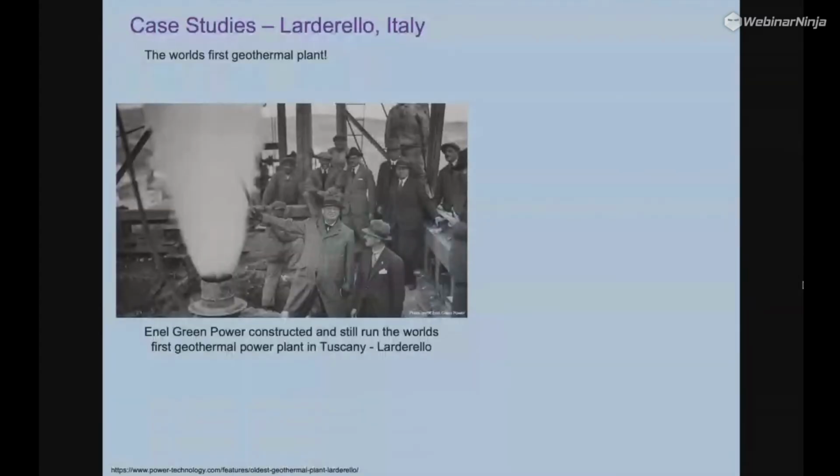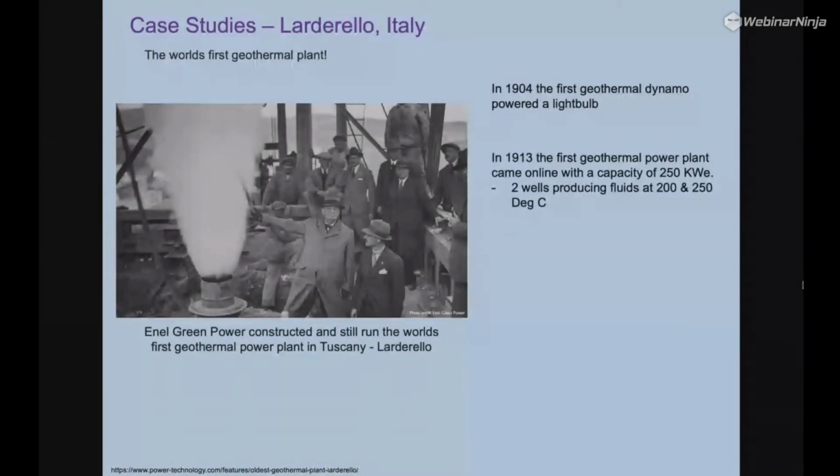Moving on to our case studies now. These are all power plant case studies, so we're talking electricity here. And as we've just mentioned, Larderello is the first geothermal power plant in the world. And just before the power plant, the first electricity generated by geothermal managed to power a light bulb in 1904, or rather 5 light bulbs all at once. The first power plant was then commissioned in 1913, and it had a capacity of 250 kilowatts.